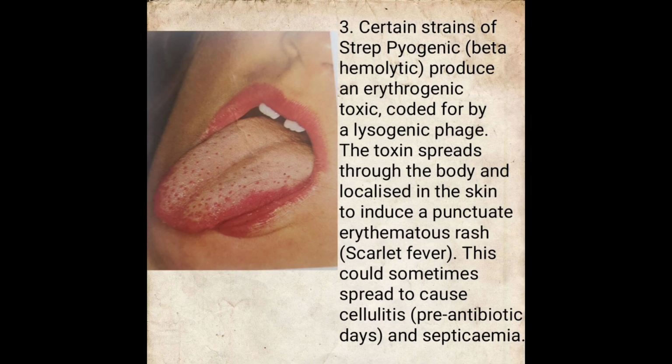The third complication is that certain strains of Streptococcus pyogenes produce an erythrogenic toxin, and you now have scarlet fever. The tongue has a coating; later on, it will peel off, and you now have a strawberry tongue.